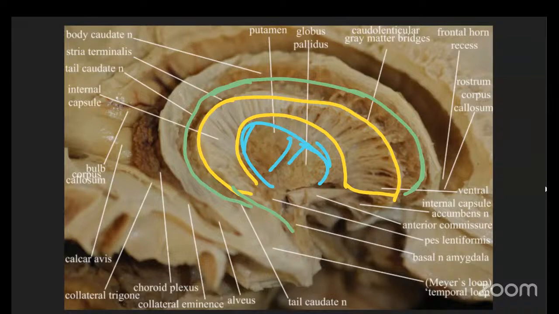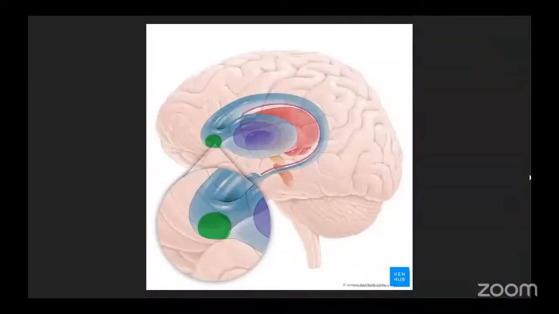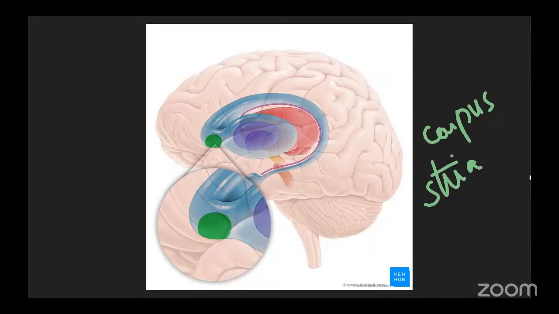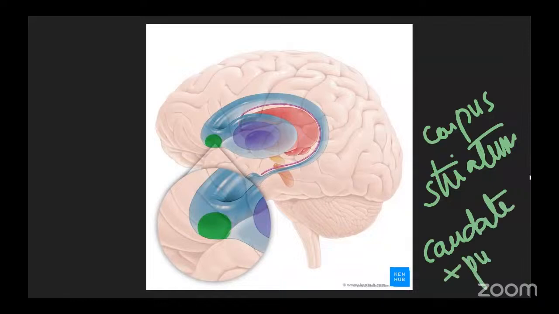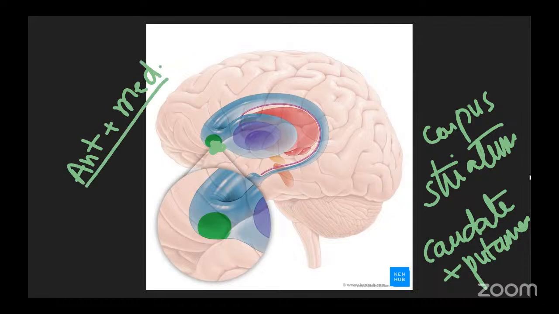Let's move to the last image. This shows a very interesting structure. The most anteromedial portion of the corpus striatum. And corpus striatum was caudate plus putamen. There is a particular region here, which is marked, in fact. This is anterior plus medial. It is an anteromedial region, and it is named the nucleus accumbens.